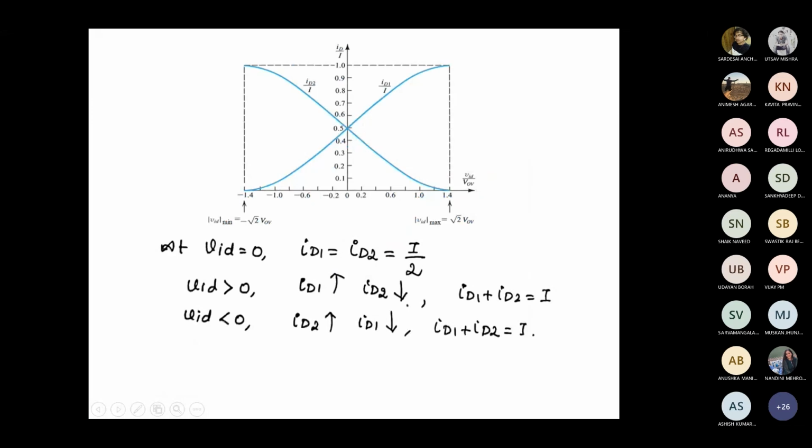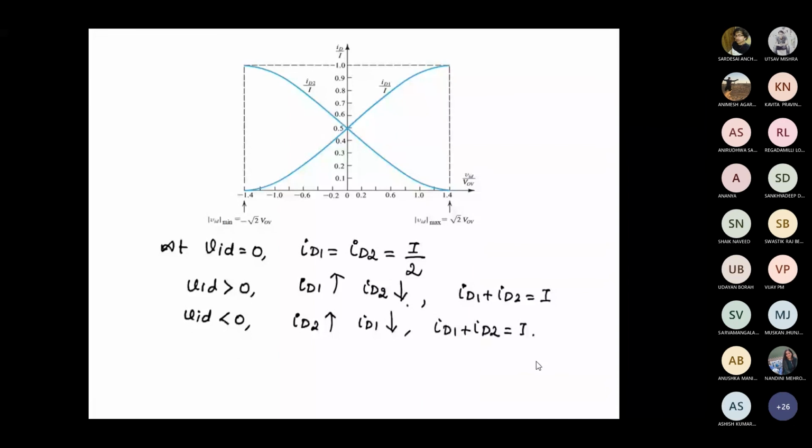I'm just giving you in brief. When VID is 0, both the drain currents are equal to half of the bias current. In the positive range, ID1 will increase, ID2 will decrease, and the total current will remain the same. On the negative side, when VID is less than 0, ID2 will increase, ID1 decreases, and the total current will always remain the same. This is what we infer from this large signal analysis. You can draw this plot roughly and write down these inferred points.